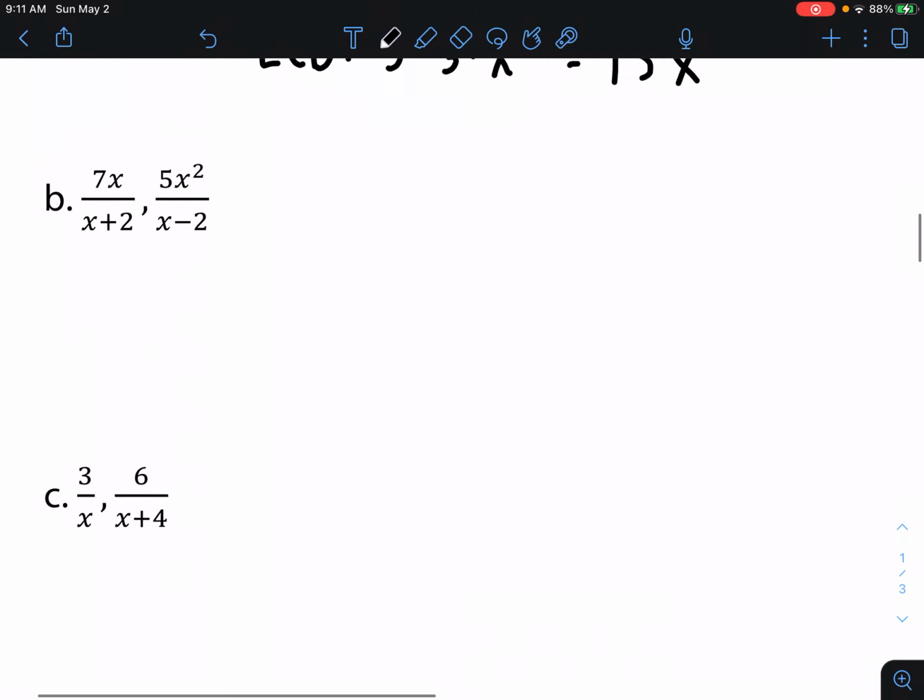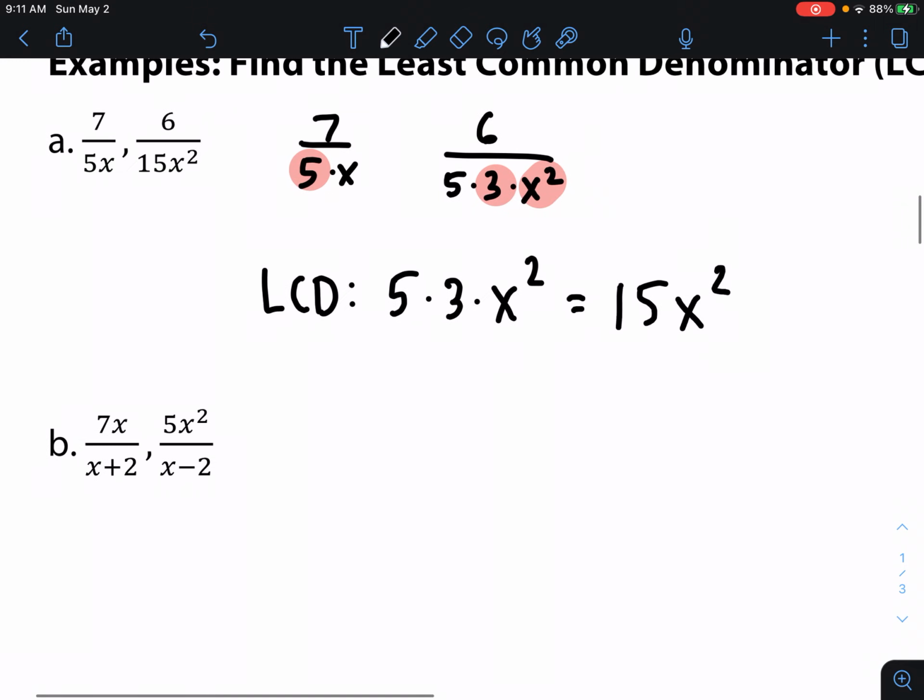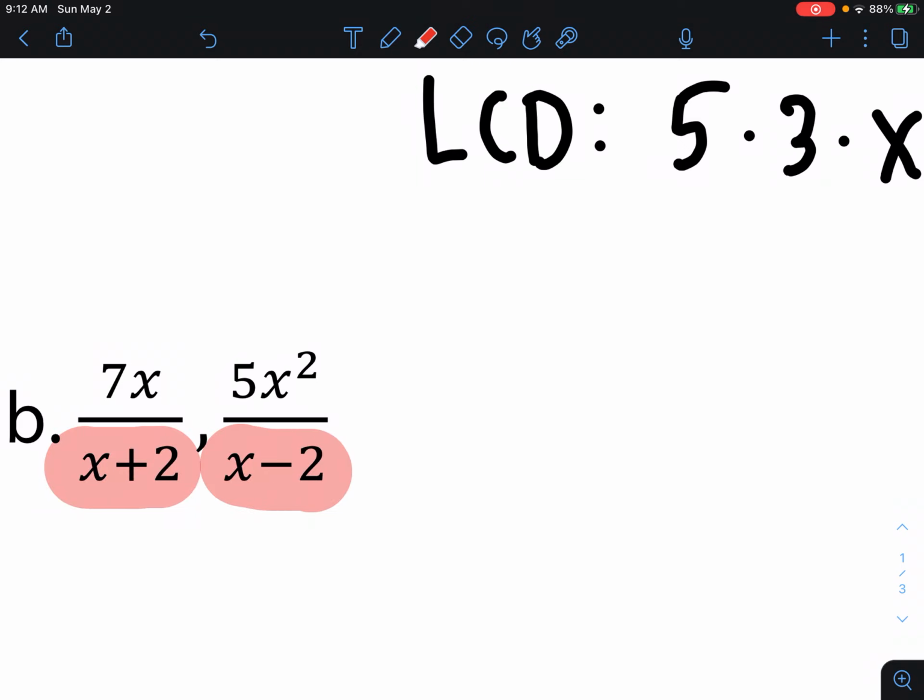Hold on, let's see here. Well, these aren't too bad. I should have had more like the other ones, but that's okay. So sometimes we don't have to do a whole lot, and if we zoom in here, we can see that we have two unique factors here. This is unique, this is unique. So my LCD is actually just those two things multiplied by each other. So the LCD is just x plus 2 times x minus 2. Okay? Sometimes it's pretty quick and simple like that.